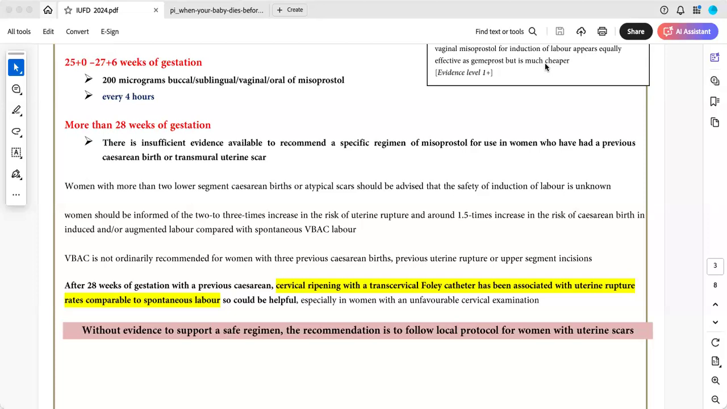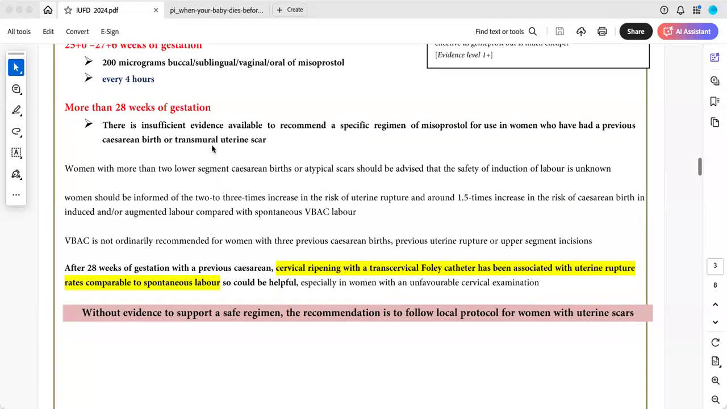No, no, no. We are coming now, Dr. Anita Media, to the previous two cesarean section. Women with more than 2 lower segment cesarean births or atypical scar should be advised that safety of induction of labor is totally unknown. Women should be informed that there is a 2 to 3 times increase in the risk of uterine rupture and around 1.5 times increase in the risk of cesarean birth in induced and augmented labor compared with spontaneous VBAC labor.